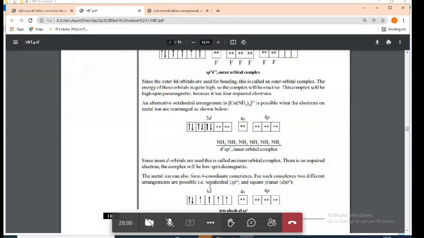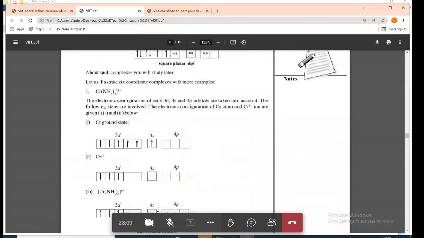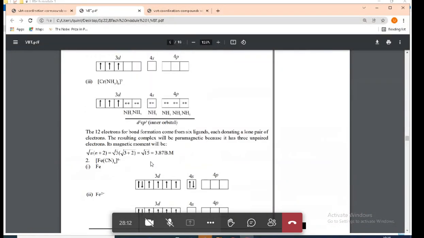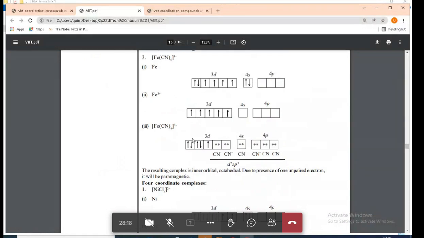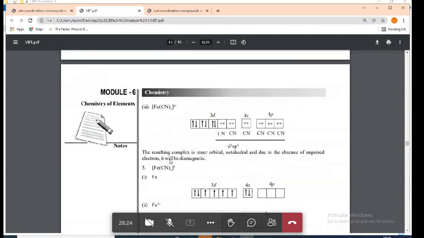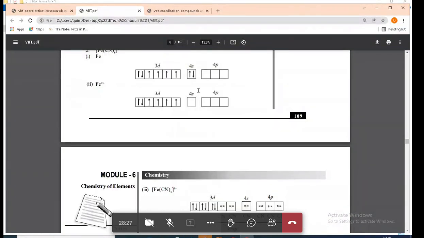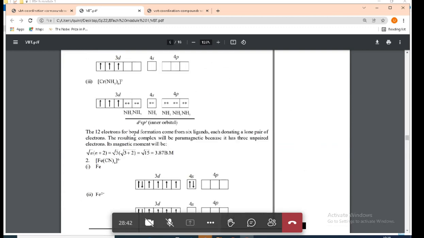Normally here you'll have an example. Let us take an example here. Now this is again chromium. Let's come to some examples. In chromium, and also in iron, we saw iron in +3 state and iron in +2 oxidation state, depending upon what sort of complex is formed, whether it is paramagnetic or diamagnetic. So if it is paramagnetic, that means a complex will be formed such that you will have unpaired electrons.